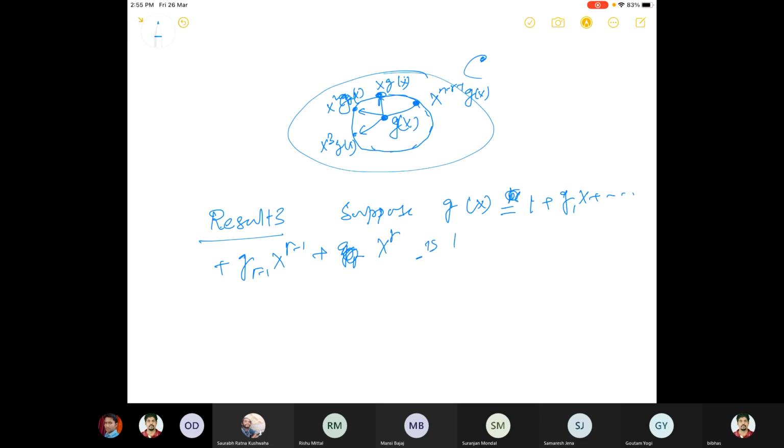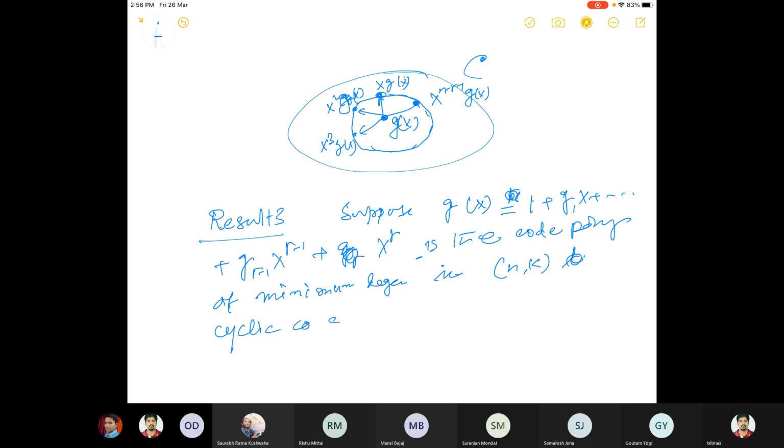Suppose this is the code polynomial of minimum degree in an (n, k) linear code, an (n, k) cyclic code, let's say. The cyclic code is always linear, we go back to the definition. Cyclic code C.